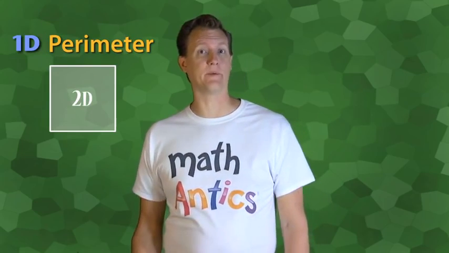Hi, welcome to Mathematics. In our last geometry video, we learned that all two-dimensional shapes have a one-dimensional quantity called perimeter, which is basically the outline of the shape. In this video, we're going to learn that these shapes also have a two-dimensional quantity called area.